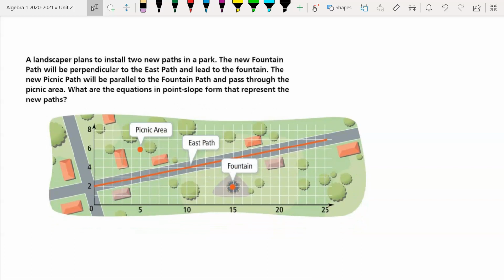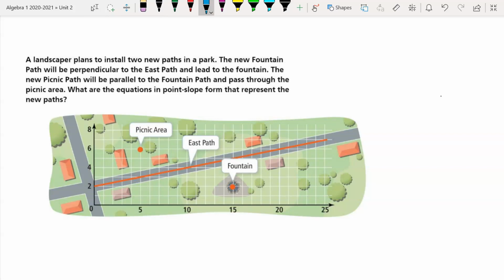This one says the landscaper plans to install 2 new paths in a park. The new fountain path will be perpendicular to the east path and lead to the fountain. The new picnic path will be parallel to the fountain path and pass through the picnic area. What are the equations in point-slope form that represent the new paths?